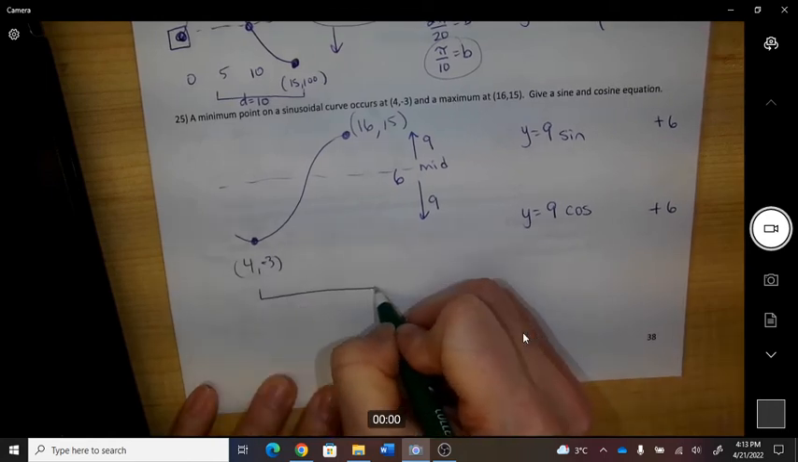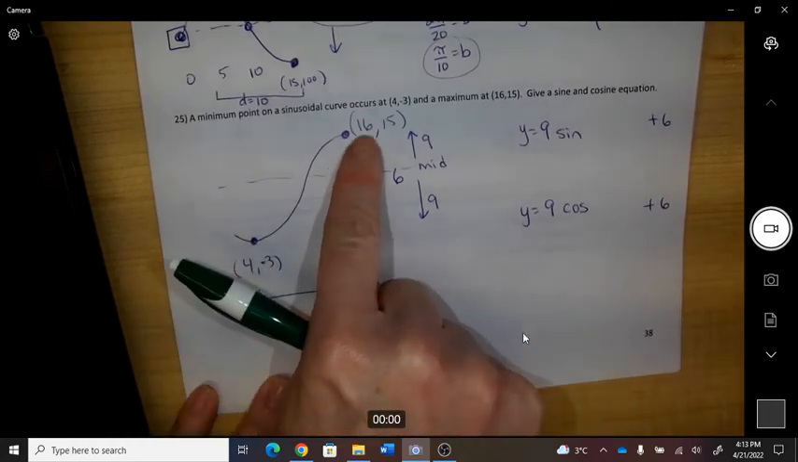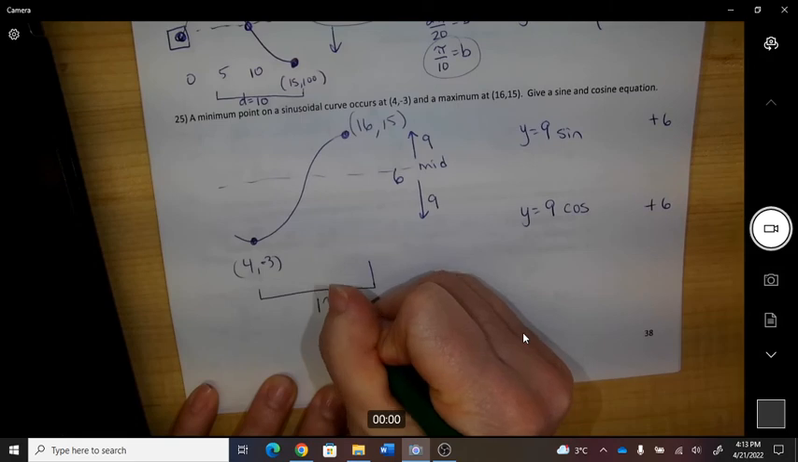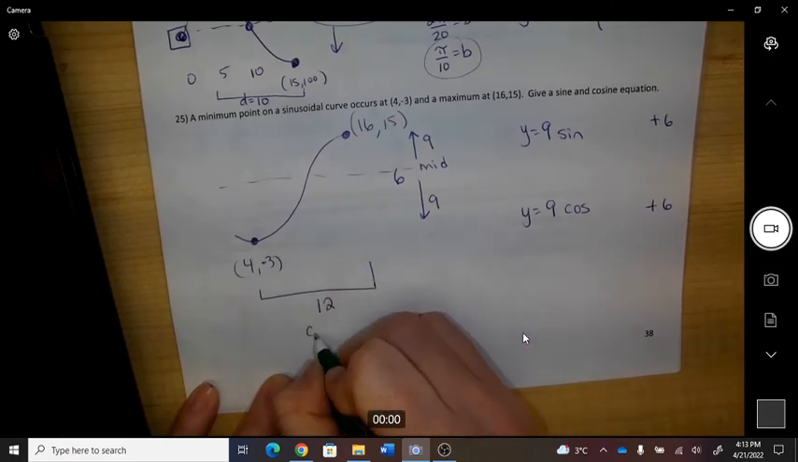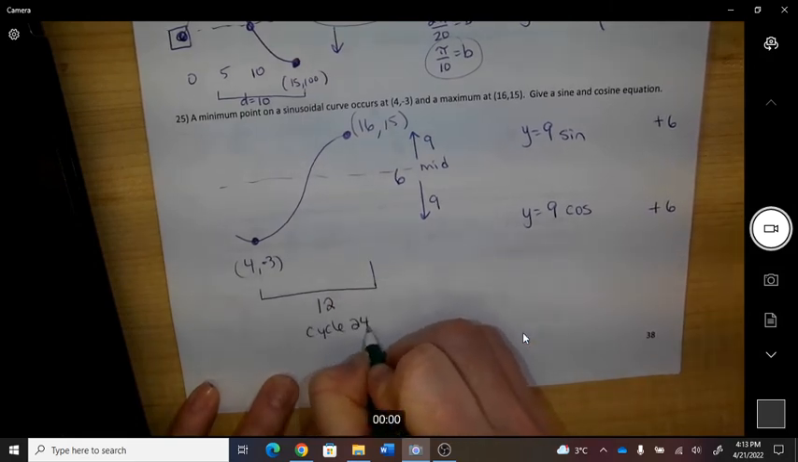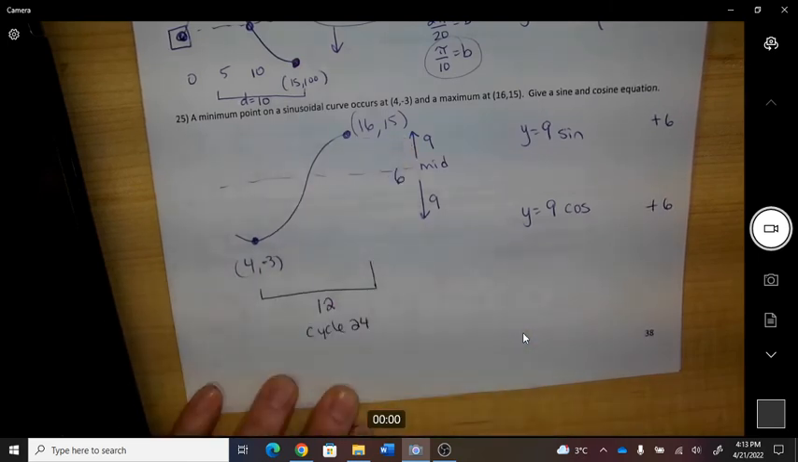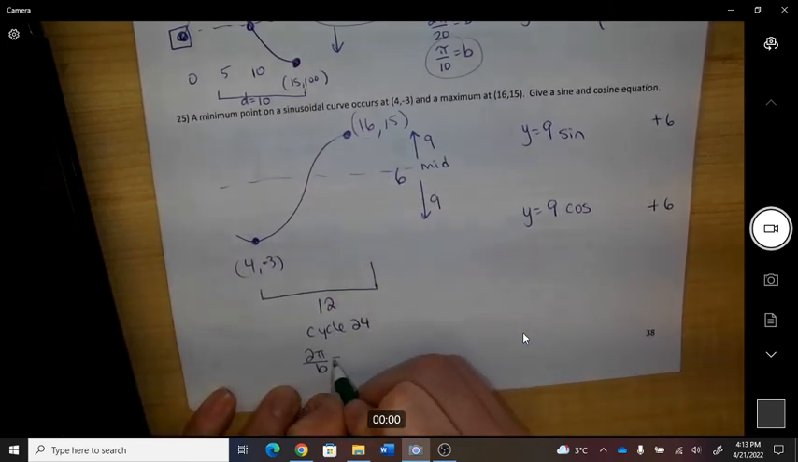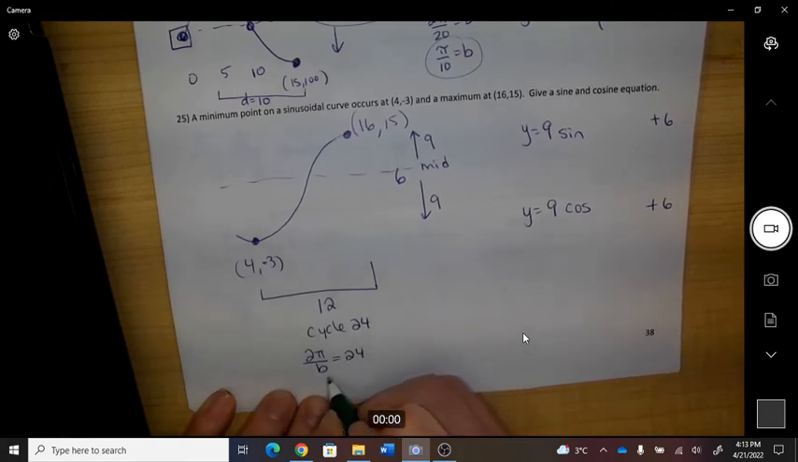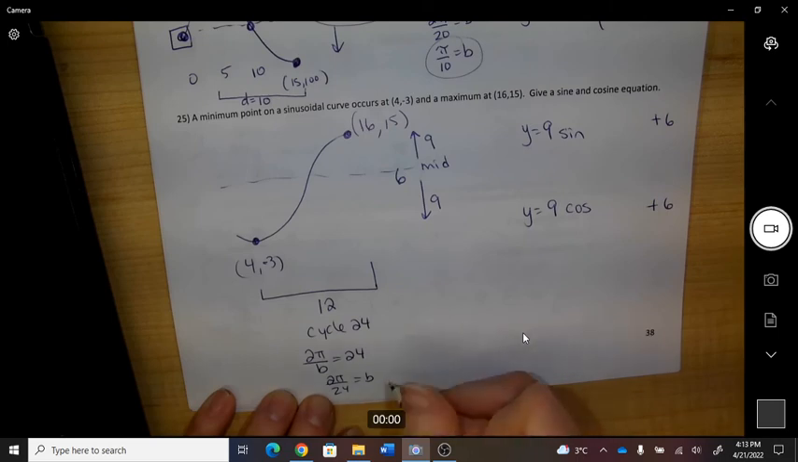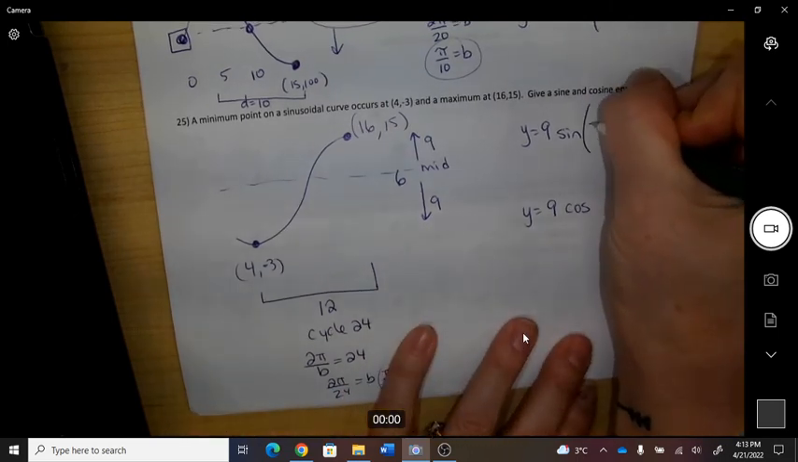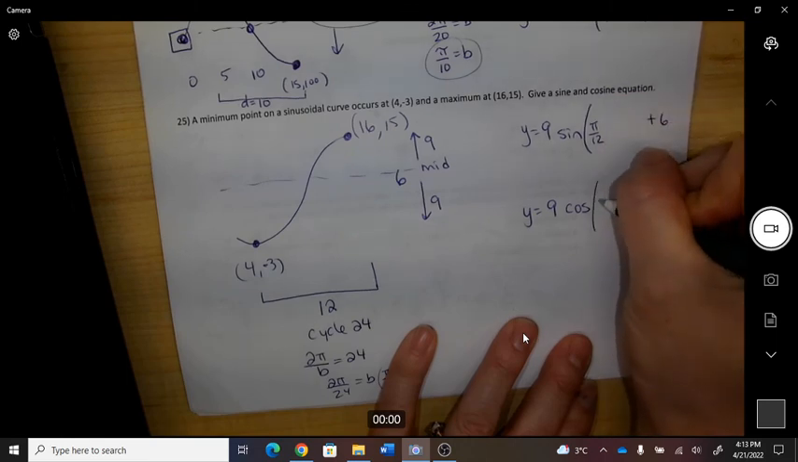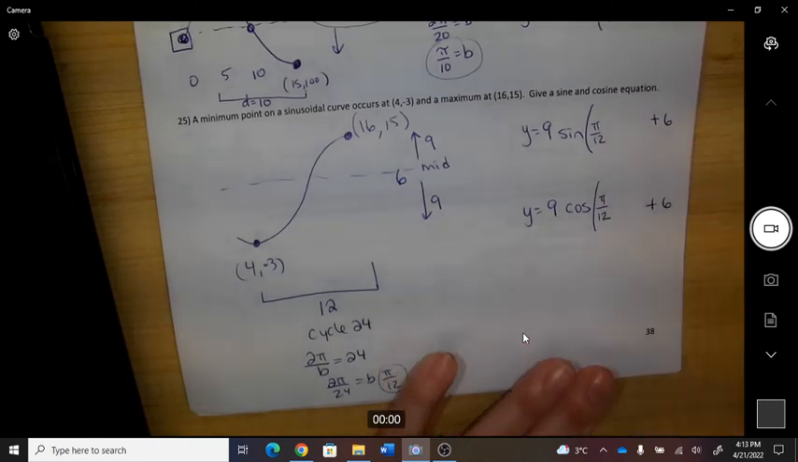And from here to here, from 4 to 16 is 12. So the cycle is 24. That's not the full cycle, that's a half of it. So 2 pi over some b value gives me 24. So 2 pi over 24 equals b. So I'm reducing that to pi over 12. So they both will have that.